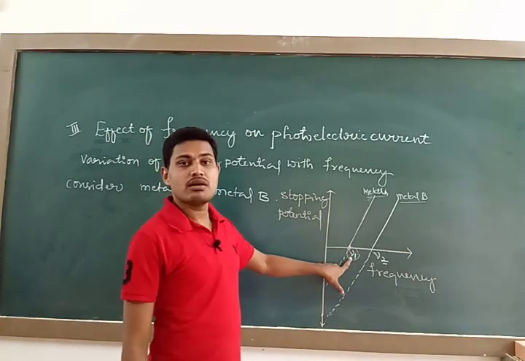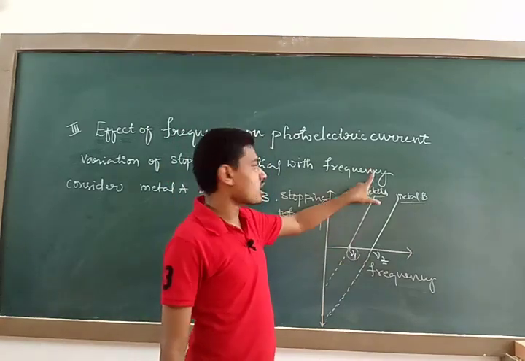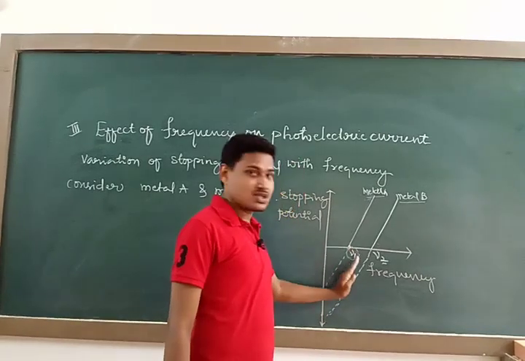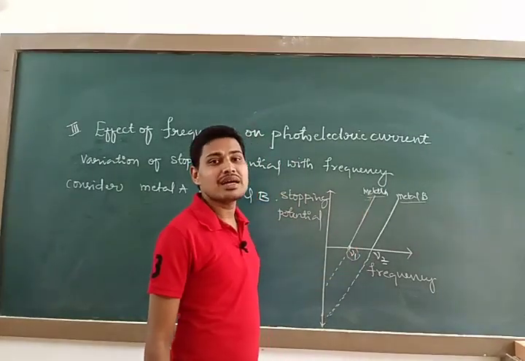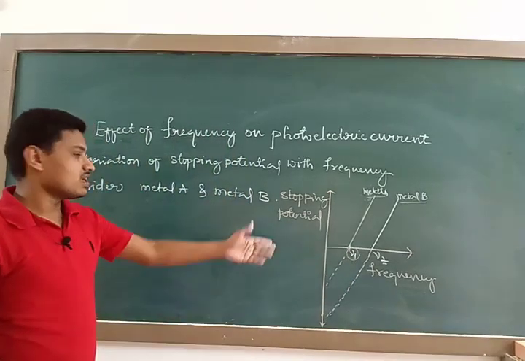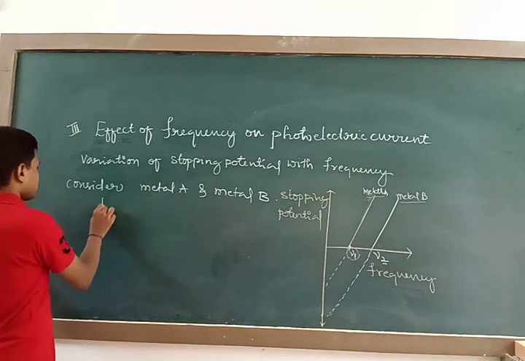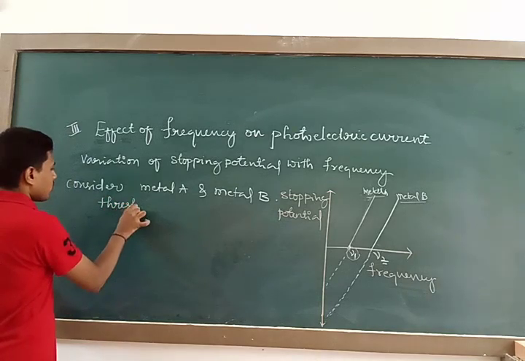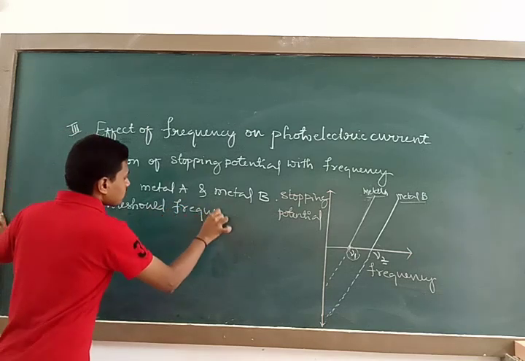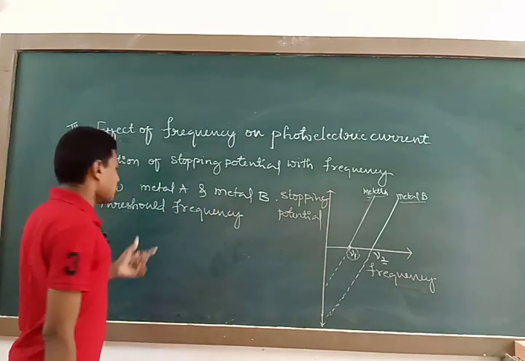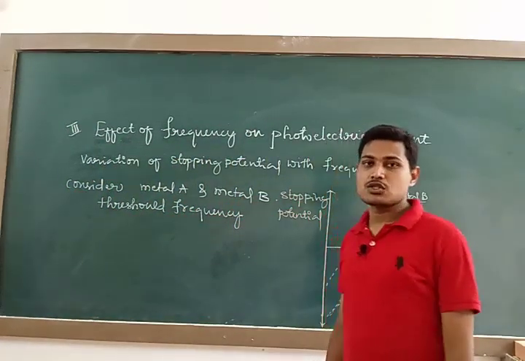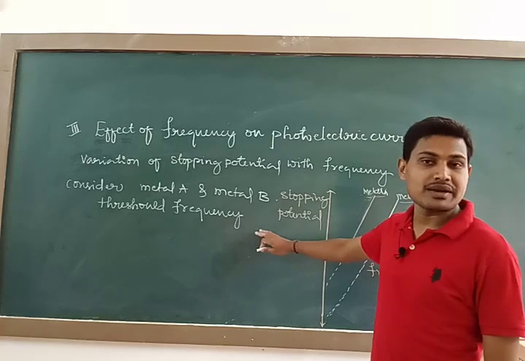If I use nu1 radiation, say for example nu1 corresponds to visible or UV, and suppose I use a frequency lesser than this, there is no photoelectric emission. So what we call that, as I told you in the previous class, is the threshold frequency. What is threshold frequency? It is the minimum frequency for which emission of electrons takes place. Thereby we can observe the phenomenon of the photoelectric effect.